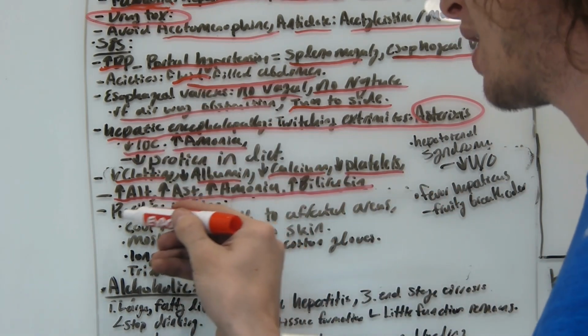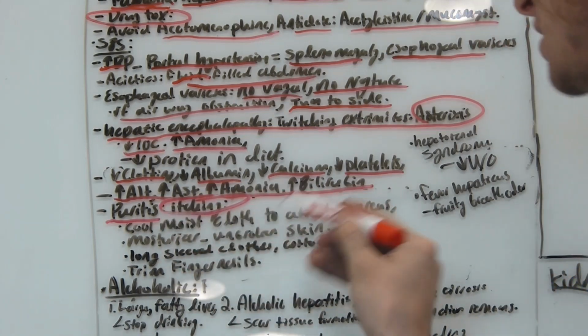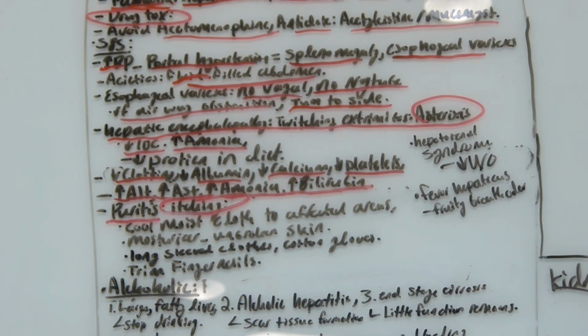Now we're going to see pruritus with these patients. What is that? It's itching. So we need to make sure we do a cool, moist cloth in the affected area. No hot showers, no hot baths. Moisturizer to unbroken skin and long sleeve clothes, cotton gloves.